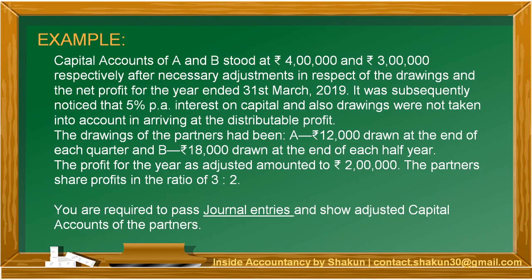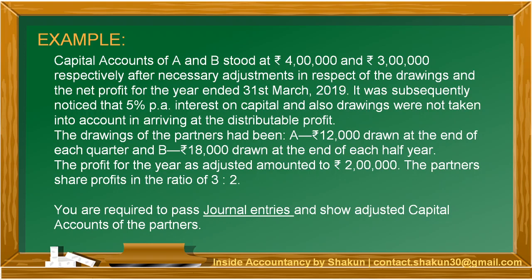Let's take an example to understand this method. Capital accounts of A and B stood at 4 lakh and 3 lakh respectively after necessary adjustments in respect of drawings and the net profit for the year ended 31st March 2019. So this means that the capital which is given to us is the closing capital because it is specifically written here after necessary adjustments. So we need to calculate the opening capital in this question.